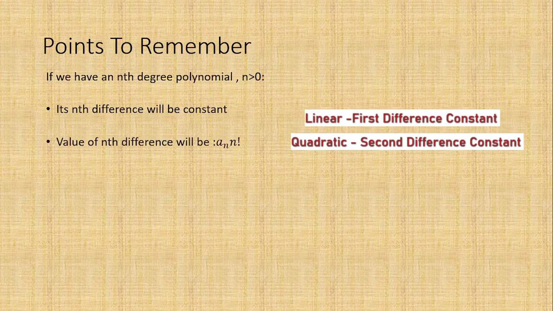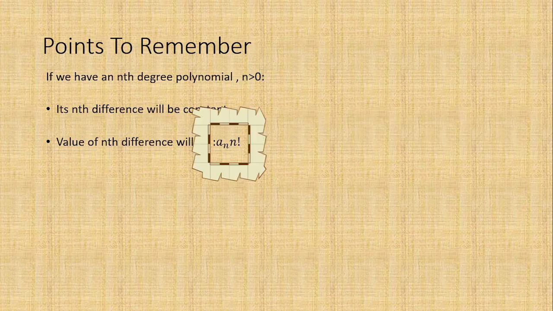Then what is the value of the nth difference? Now, the formula for the value of the nth difference is an times n factorial. What is an over here? This an is going to be the leading coefficient. And what is n? N is the degree of the polynomial. So if you find out the value of an times n factorial, that would be the value of the nth difference, which is constant.